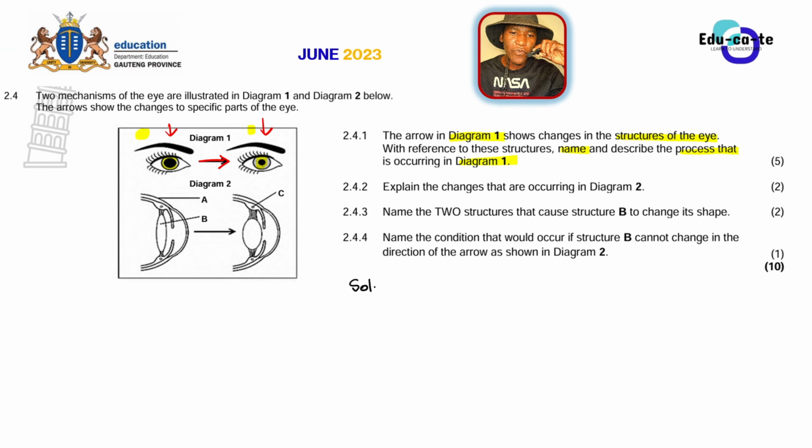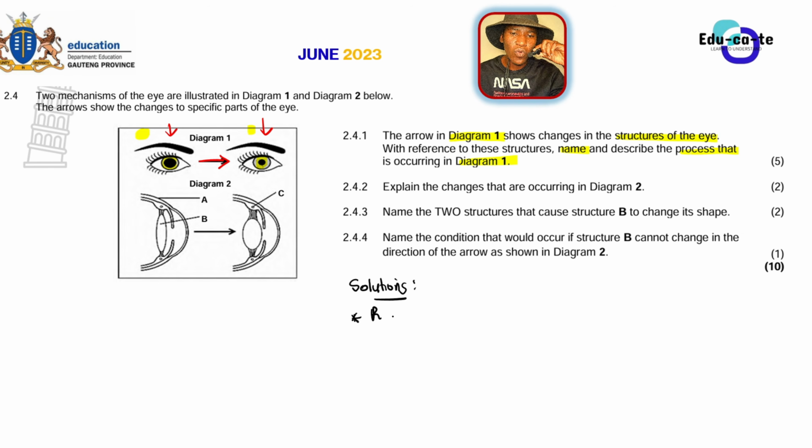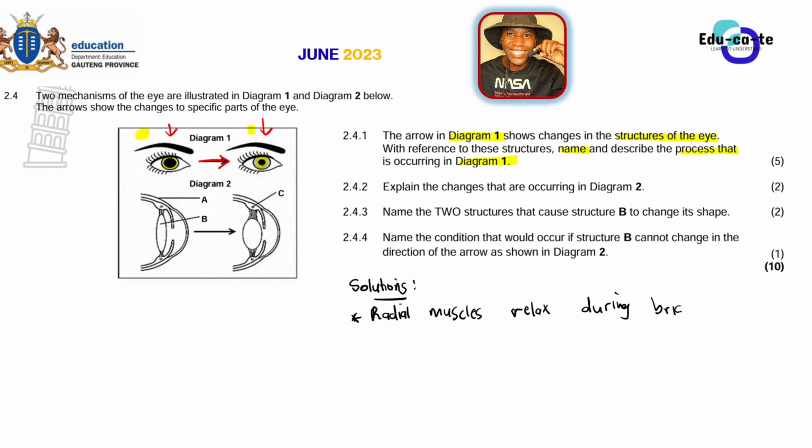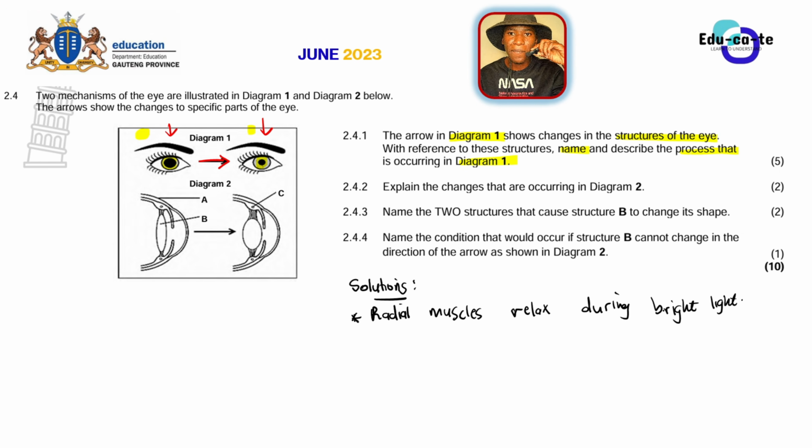When we want to explain the pupillary mechanism for bright light conditions, we start with the radial muscles. So the radial muscles relax in bright light. Please mention the words during bright light so that it shows what is actually changing here, because if you don't specify, you'll be wasting your time and wasting marks. So radial muscles relax during bright light.